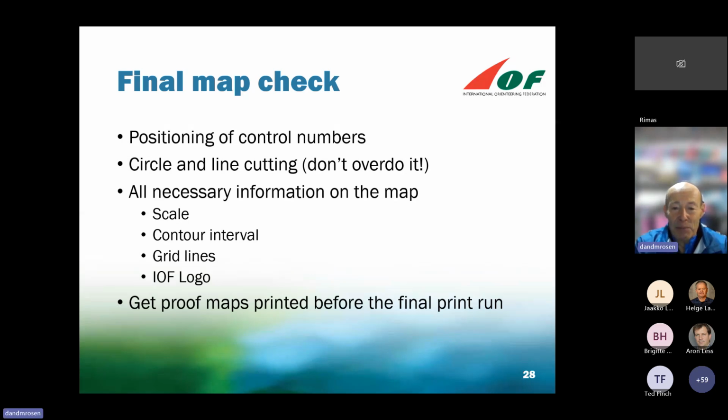And do get proof maps printed before the final print run, because what looks good on the screen can often not look correct on paper. And as was mentioned yesterday, you can use the IOF example print to check the colours and so on. Getting proof maps printed, especially if you're laser printing, should be no problem at all.